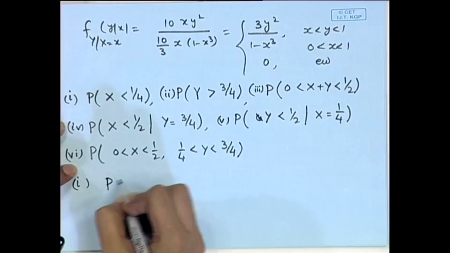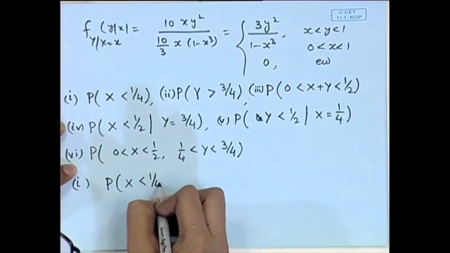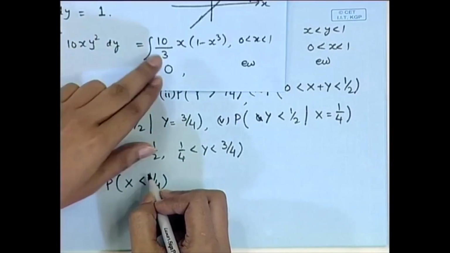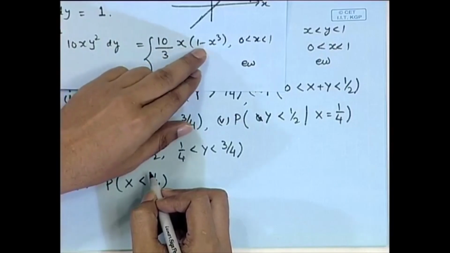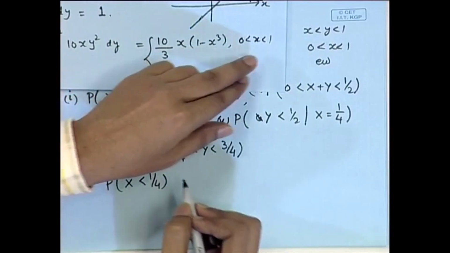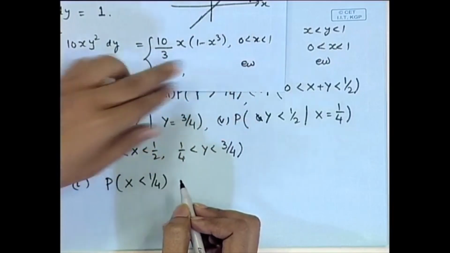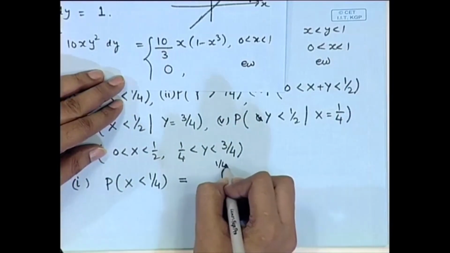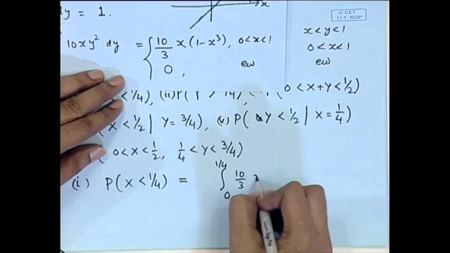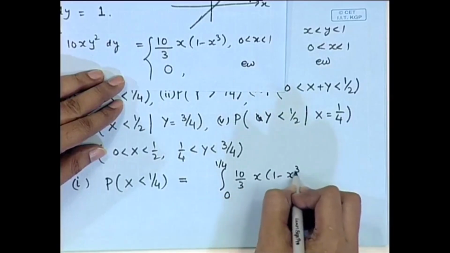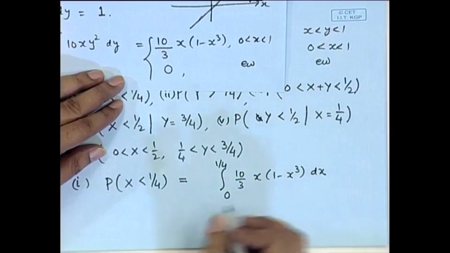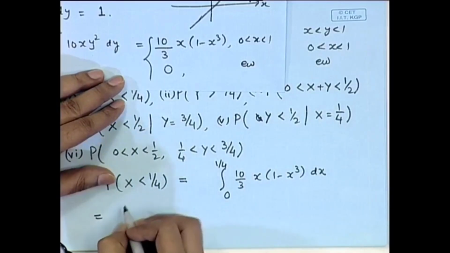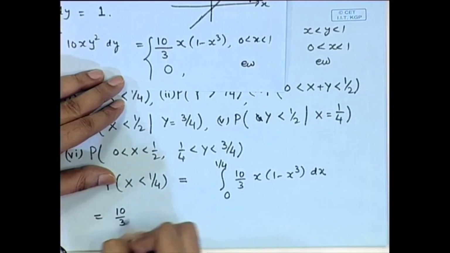So, what is the probability x less than 1 by 4? This is related to the marginal distribution of x, which we calculated as 10 by 3 x into (1 minus x cube) for x lying in the range 0 to 1. So, this is the integral from 0 to 1 by 4 of 10 by 3 x into (1 minus x cube) dx. This can be evaluated easily.